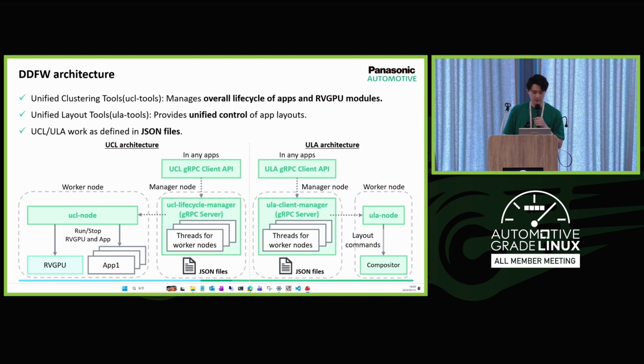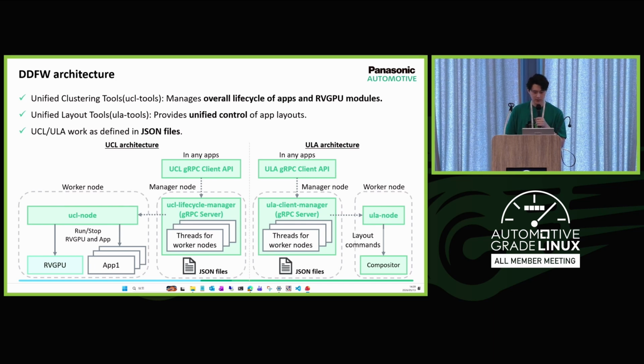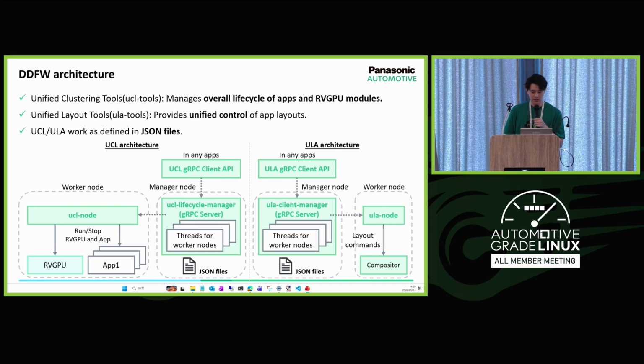As shown in the diagram, both UCL and ULA share a similar architecture. They provide gRPC-based client APIs that can be implemented in any application, regardless of the programming language, by using gRPC protocol. APIs send commands to manager components, and the manager interprets configuration definitions in JSON files and generates detailed instructions. Then, these instructions are transmitted to worker nodes and they execute actual tasks like stop or run application.